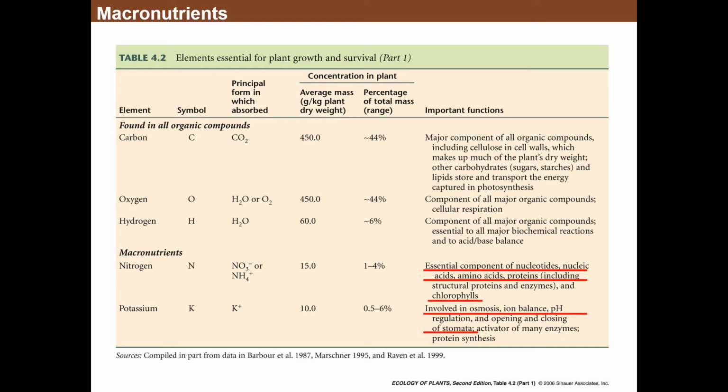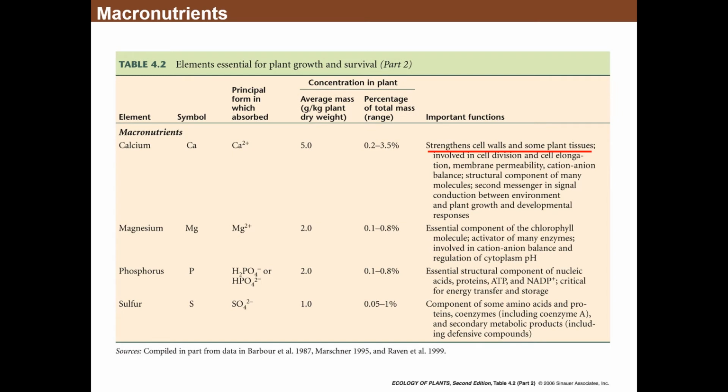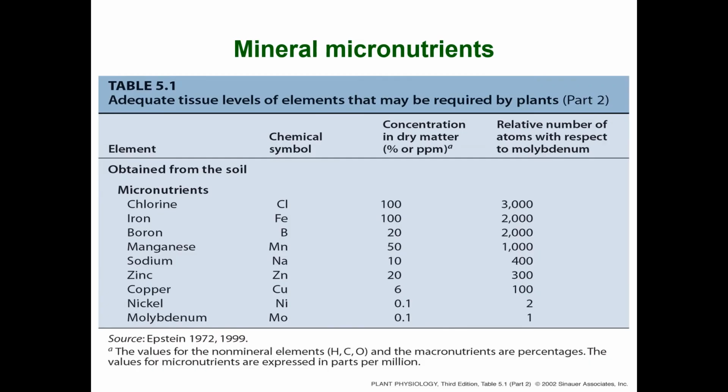Potassium is involved in osmosis, in ion balance, in opening and closing of stomata. Calcium is critical in cell walls and some plant tissues. Magnesium is an essential component of chlorophyll. Phosphorus, of course, we've talked about quite a lot, is a critical component in ATP and also of the electron carriers, NADP, NADPH, for example. It's also critical for energy transfer and storage. So we have this whole suite of macronutrients and their functions.